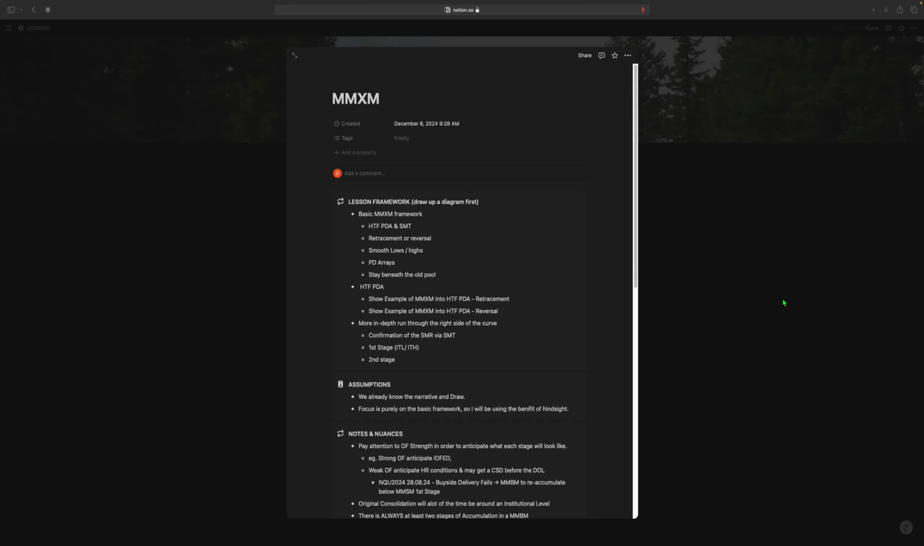Structure and a few key points and notes, and to go over market maker models, and then in general just be showing examples on the charts and just talking through how I see them.